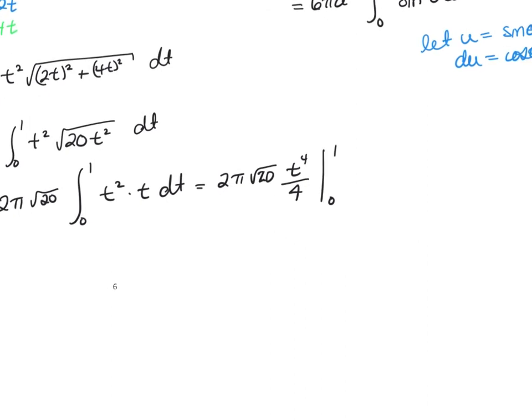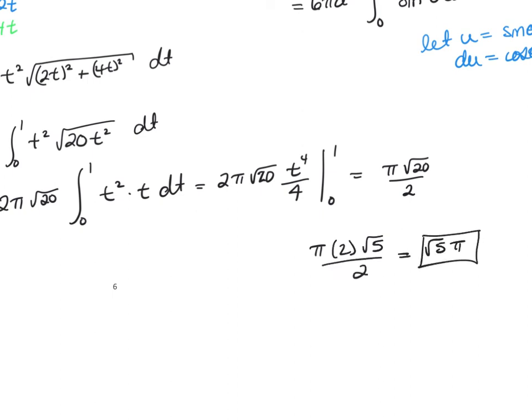That should be 20. It's a terrible looking 20. So my final answer when I get done is going to give me pi square root of 20 over 2. But the square root of 20 is the same thing as the square root of 4 times 5. So let me just write that as square root of 4 is 2, square root of 5 over 2, which just gives me the square root of 5 times pi. And that is my final answer. And that's it for this video.